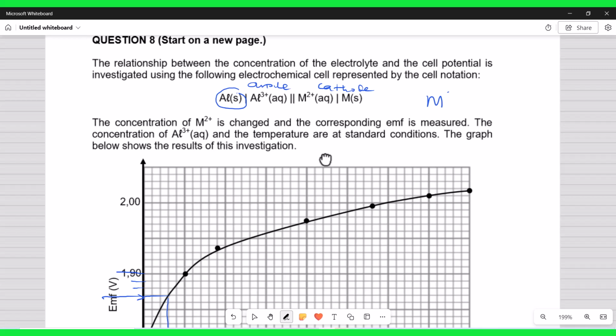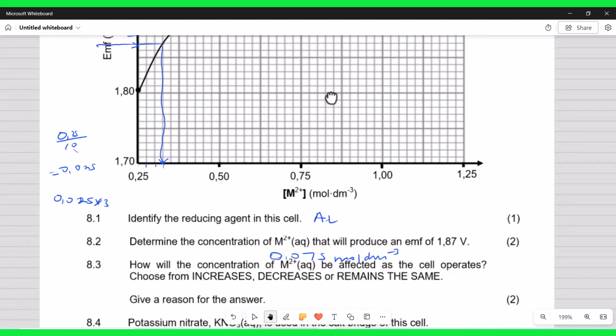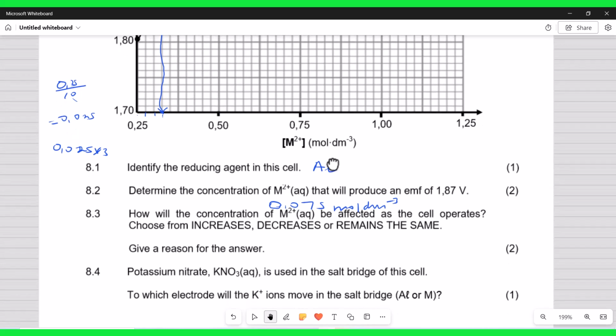So the M2 ions will be reduced by 2e to give us the M. So because of this reduction, the M2 ions are going to decrease. So we say decreases. The answer here is decreases. We say decreases, okay?